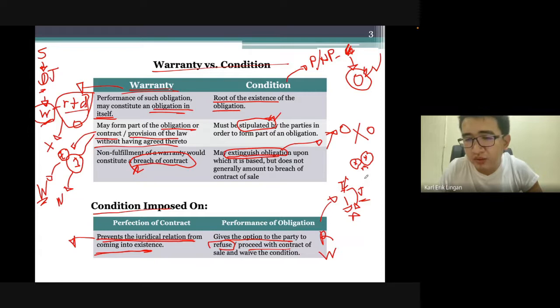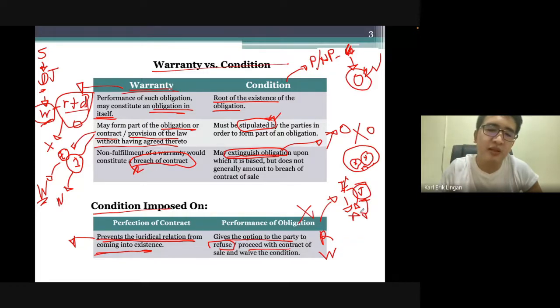Okay? So, if X later on will not marry Y, then there is no performance of the obligation. But if X later on marries Y, then there is an obligation for you to deliver the jewelry to Mr. A. That is a condition imposed on the performance of the obligation. Nakadepende dun kung gagawin ko or hindi.